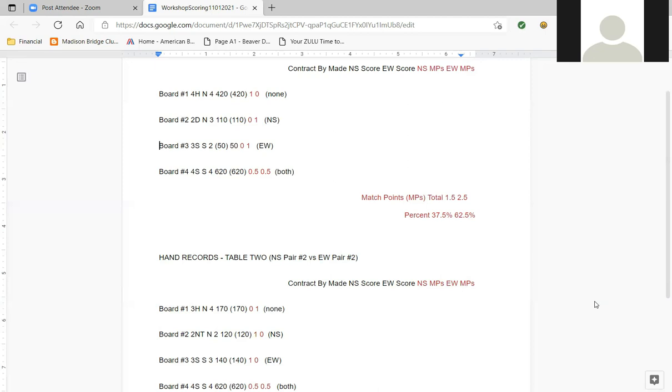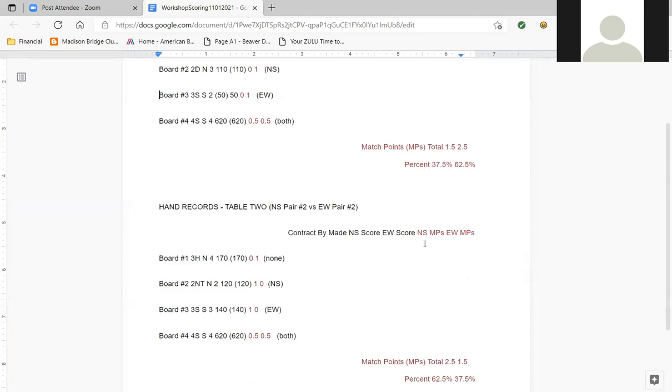Okay, let's look at board 2. Board 2 at table 1. Contract was 2 diamonds by north. They made 3. 20 points a trick, 3 times 20 is 60. They get 50 for part score. They got a score of 110. What's the east-west score? Well, we can think of it as a minus 110, right?